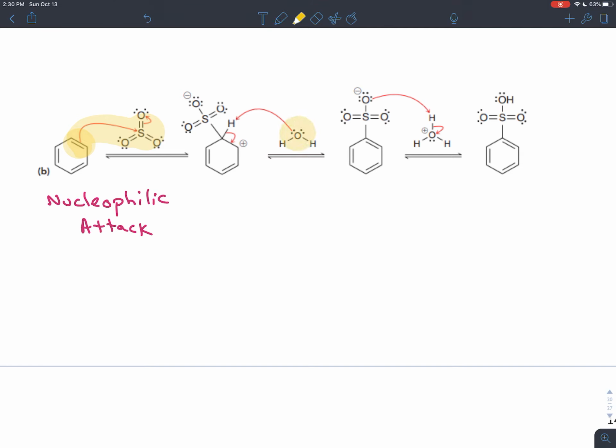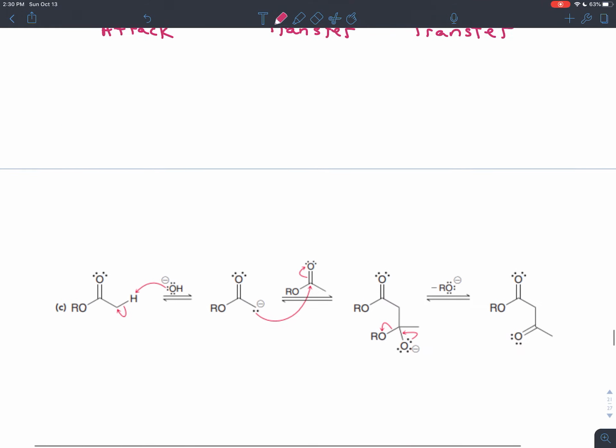In the second step, a nucleophile, the lone pair on the slightly negative oxygen, attacks an electrophile. The electrophile is hydrogen, so that's a proton transfer. In the third step, we have a nucleophile attacking an electrophile. The electrophile is a hydrogen, so that's another proton transfer. So this whole big complicated looking thing is just a nucleophilic attack followed by 2 proton transfers.